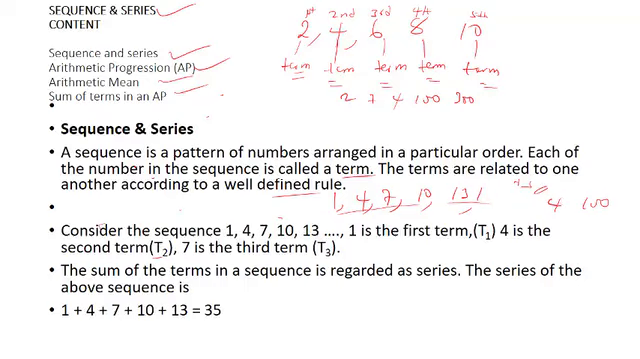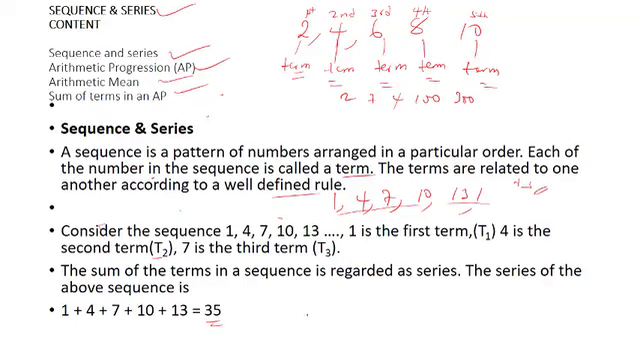Now, if you add a sequence, the addition of a sequence to its last term or to a particular term that is needed, is called a series. They said the sum of terms in a sequence is regarded as a series. When you talk about the series, it means addition of terms. When you have 1 plus 4 plus 7 plus 10 plus 13, which equals 35, the series talks more about the sum of terms of a given sequence.